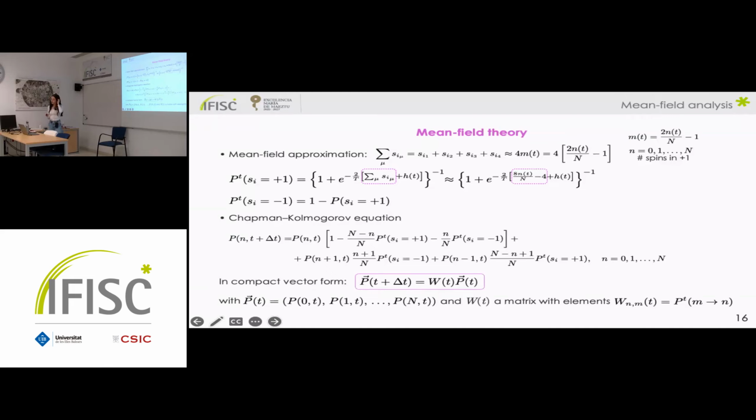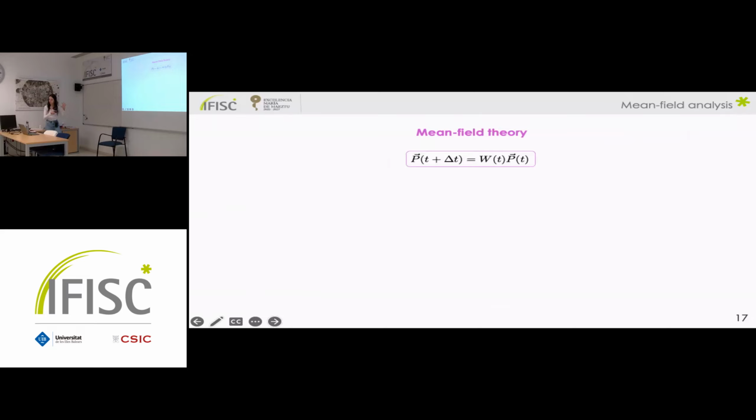So now what we are going to do is to numerically solve this equation by iteration. And we have to take into account that this matrix W depends on time because it depends on these probabilities that depend on the random magnetic field. And we have to update the magnetic field at each Monte Carlo step. So we want to iterate this equation.